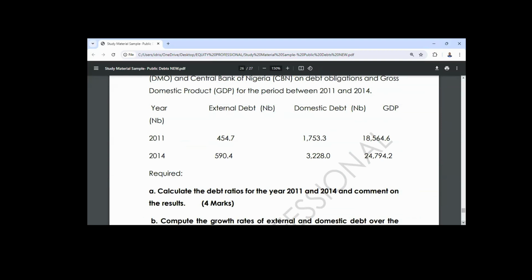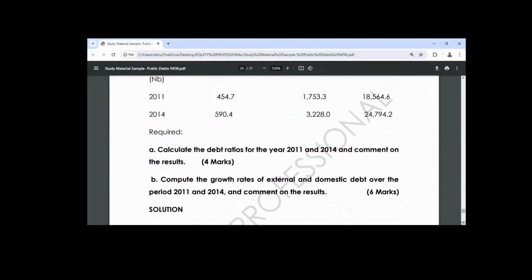Part B of the question says, compute the growth rate for external debt and domestic debt over the period of 2011 to 2014 and comment on the results. The solution to this, I sent to your group chat yesterday. The growth rate.